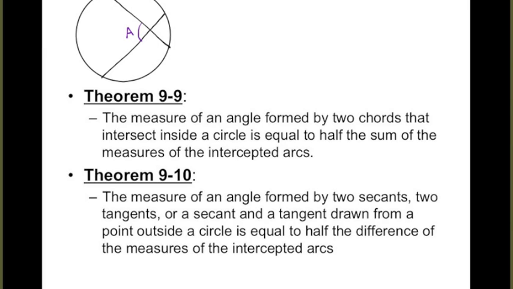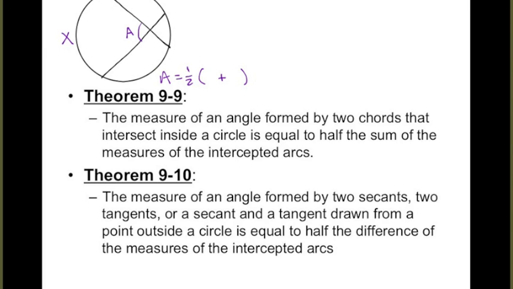It says the measure of that angle is equal to, so I'll say A is equal to half of the sum, which means to add, of the measures of the intercepted arcs. The intercepted arcs means the arcs across from them. So the arc right across from A, I'll call X.